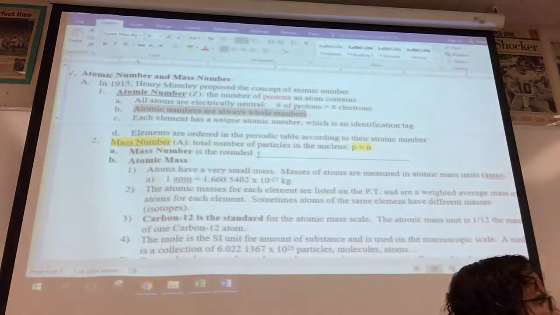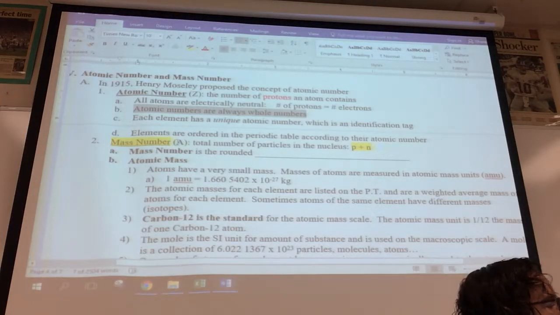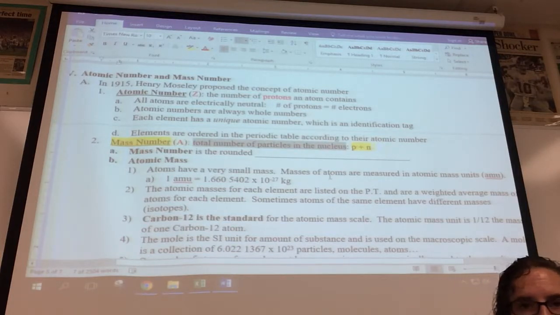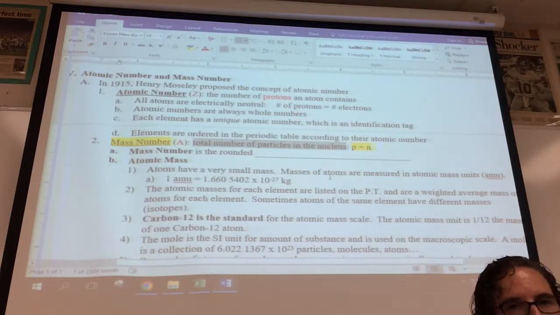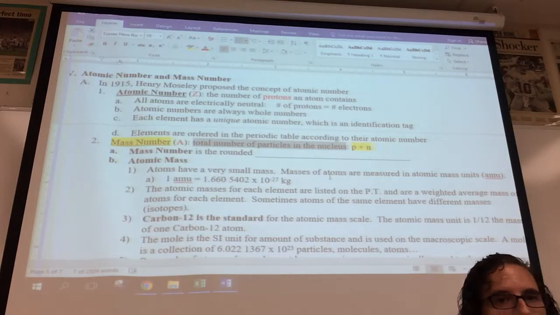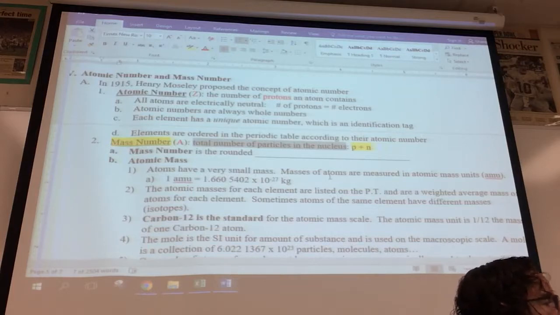Now the mass number, abbreviated with a capital A as opposed to the Z for atomic number, is the total number of particles in the nucleus. And last time we said that protons and neutrons are located in the nucleus of the atom, and they account for 99.9% of the atom's mass. Electrons are outside the nucleus. Electrons are the lightest of the subatomic particles and don't really account for much mass. When we want to calculate the mass number, we simply add protons and neutrons together.